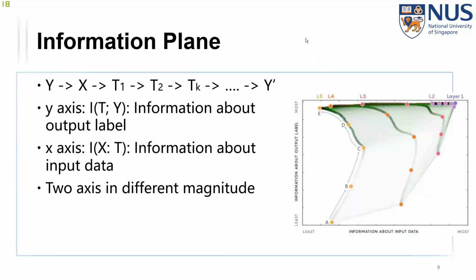So this is information about input data and this is output data. Ruofan is asking there's a V shape, right? Scaling the last layer, the representation of the last layer, it will first increase and then get decreased.